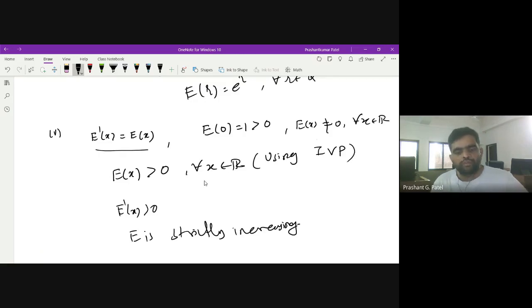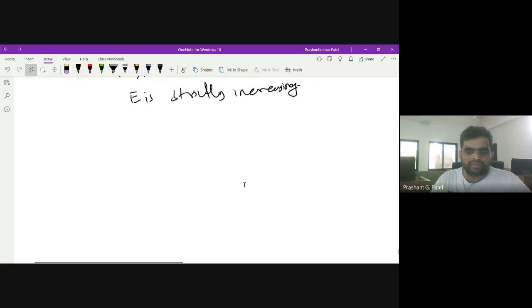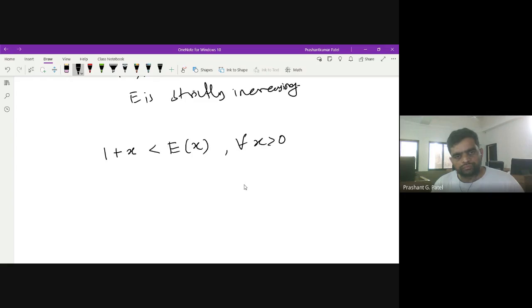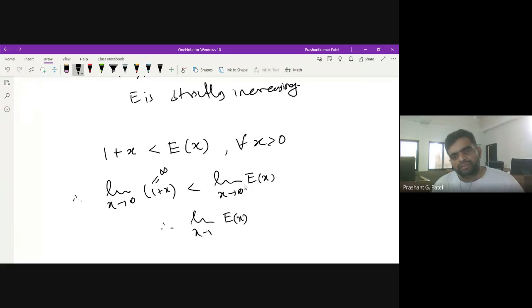The next thing we need to prove is that the limit of e of x as x tends to infinity is infinity. And that can be easily done because we already discussed that 1 plus x, due to that inequality we have taken, 1 plus x is less than e of x for every x greater than 0. If I take the limit as x tends to infinity, the limit of 1 plus x is greater than the limit of e of x as x tends to infinity. But this gives you infinity, and e of x is bigger than this quantity, so that's why the limit of e of x as x tends to infinity is infinity.